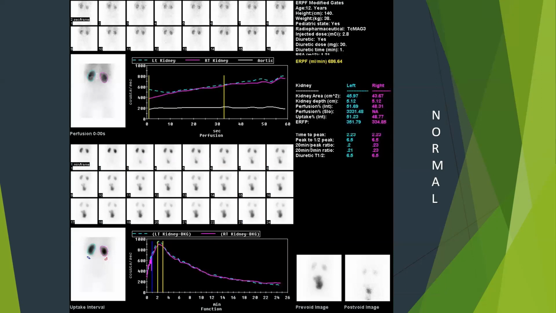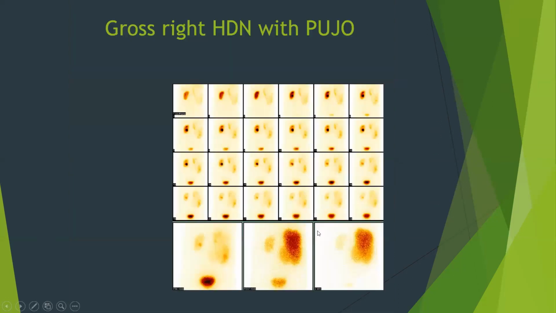Talking about a study, this is what a normal study looks like. Initial phases, we see the perfusion. Then we see the perfusion time activity curve. And in the next phase, we see the cortical uptake. We see cortical uptake in both the kidneys simultaneously. And slowly we can see the drainage pattern. And when we draw the time activity renogram curve, we can see good tracer uptake, good perfusion, and then good drainage. This is what a normal curve looks like.